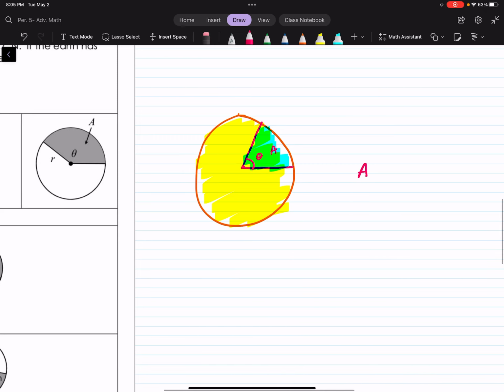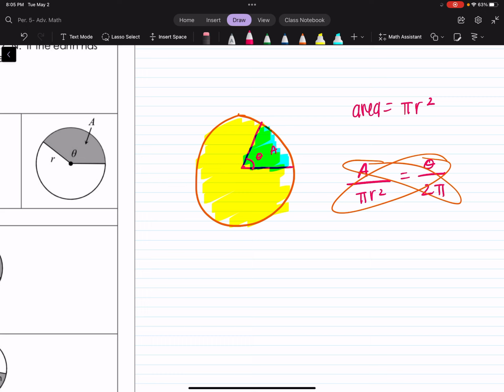So we're going to have the inner piece over the entire area, which is in yellow. And if you don't remember, the area of a circle is equal to pi r squared. So this would be the little piece A over pi r squared is equal to your angle theta over the entire rotation, which is 2 pi. Again, you do some cross multiplication here. A times 2 pi is equal to theta pi r squared.